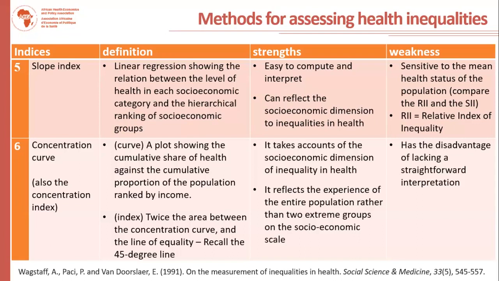This has a very good advantage in the sense that it's a relative measure of health inequality, and it does not necessarily deal with the extremes like we saw with the range. It's a value that summarizes a distribution from 0 to 1. So it covers the entire population rather than two extreme groups.